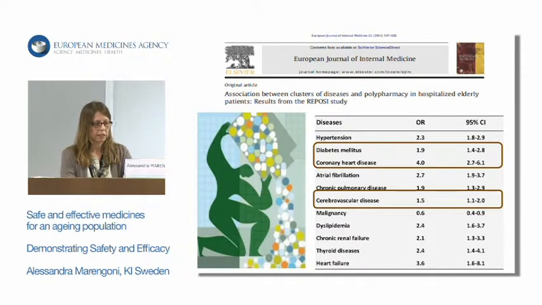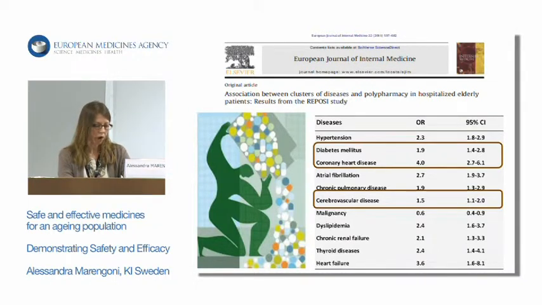Another study from the same project. These are the diseases, the most frequent diseases in this population. The model is a logistic regression model testing the association of single diseases with polypharmacy at hospital discharge. And polypharmacy was defined as the prescription of at least 5 drugs. And we identified different clusters in this population, especially one cluster was of our interest. The one included diabetes, coronary heart disease, and cerebrovascular diseases.